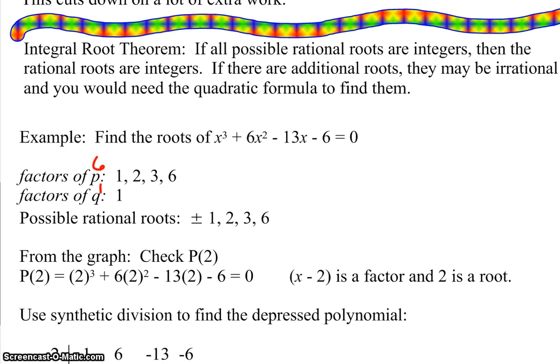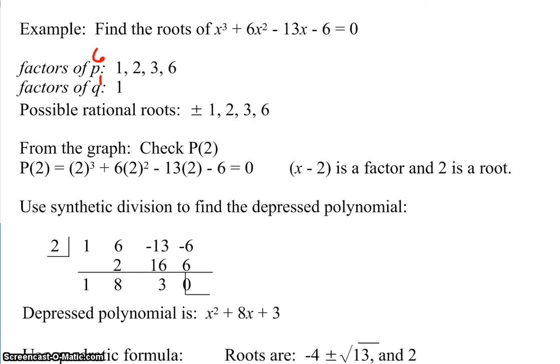So the factors of 6 were 1, 2, 3, and 6. The factors of 1 is just 1. So my possibles were plus or minus 1, 2, 3, and 6. Then I checked the graph. And on the graph, the only one that looked really good was 2. So I evaluated p of 2 and found out that yes, x minus 2 was going to be a factor. 2 was a root.